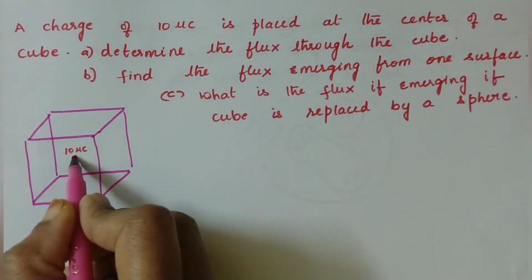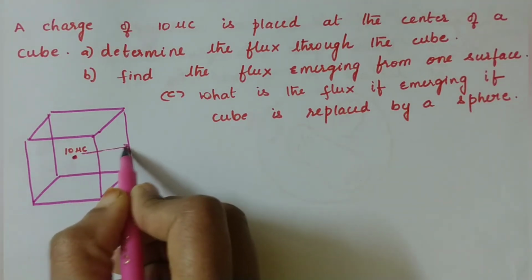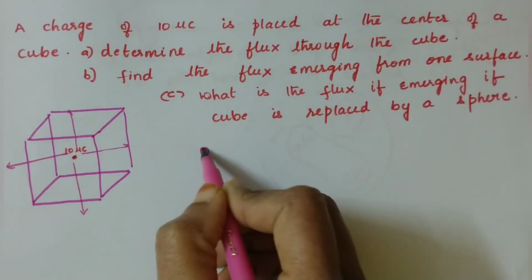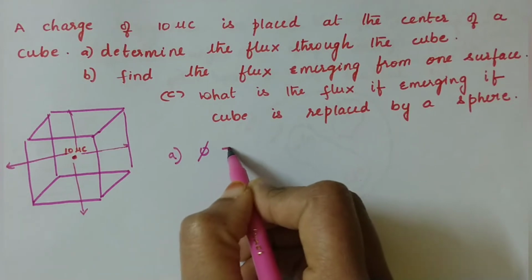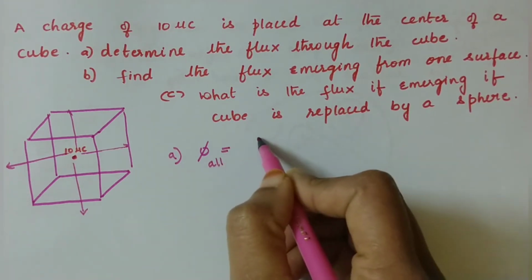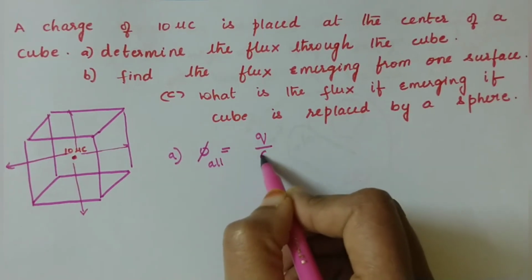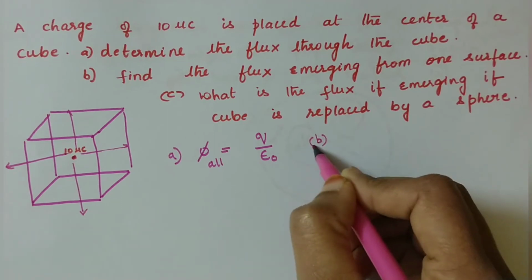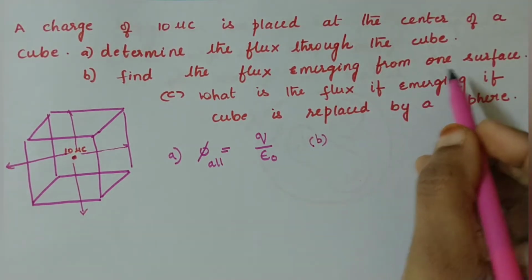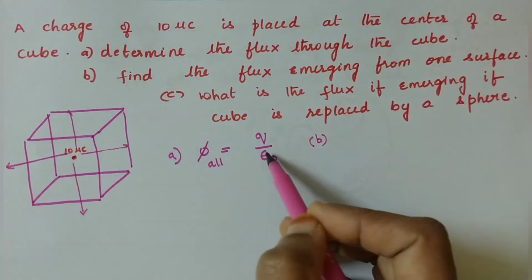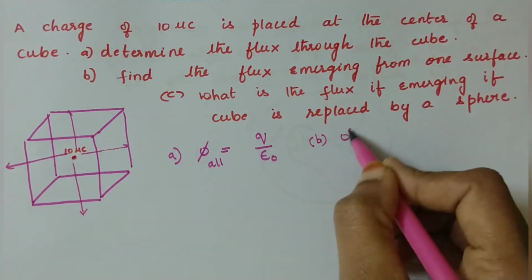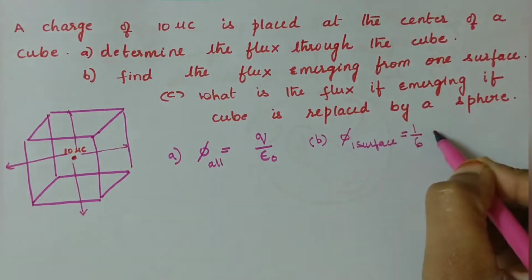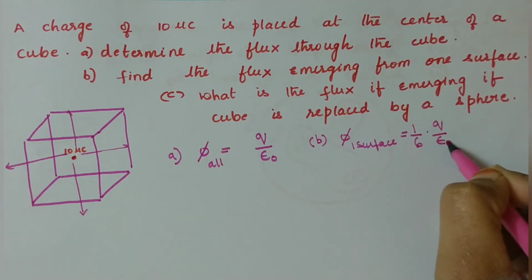Since this cube is enclosing a charge q, the field lines will emerge from all directions. So the total flux for the first bit, passing through all the surfaces, would be the charge enclosed divided by epsilon naught, that is q by epsilon naught. Now come to the B bit. What is the flux emerging from one surface? For 6 surfaces of a cube, flux is q by epsilon naught. So for one surface, the answer would be 1/6 of q divided by epsilon naught.